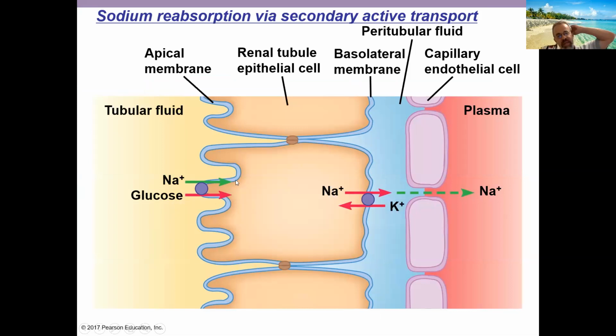So sodium comes into the cell through SGLT, and then it exits again through the sodium-potassium ATPase. So this aspect is the same. Crossing the basolateral membrane is the same with both forms of sodium transport. It's at the apical membrane that it can either be SGLT or just facilitated diffusion of sodium.